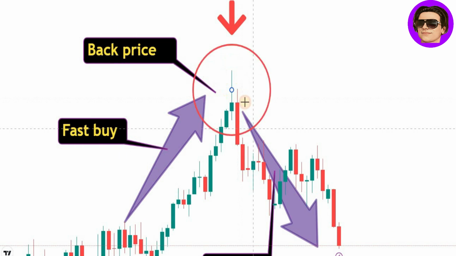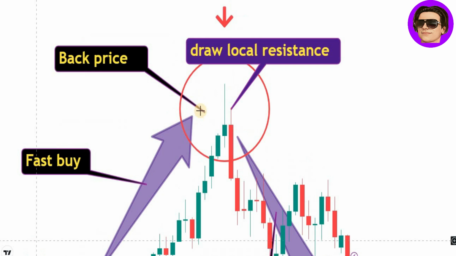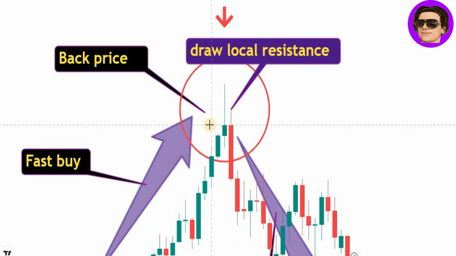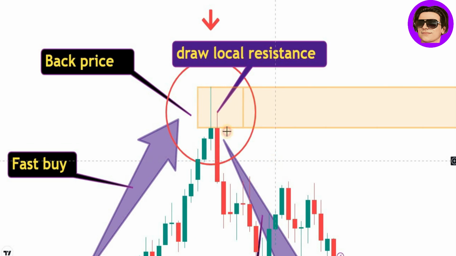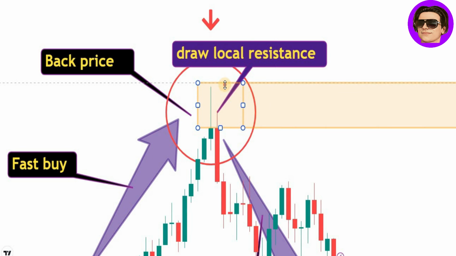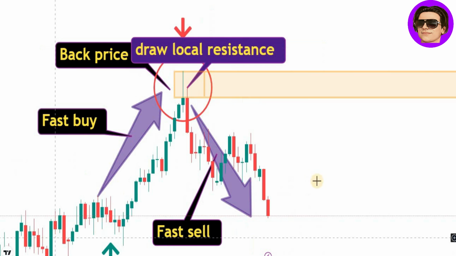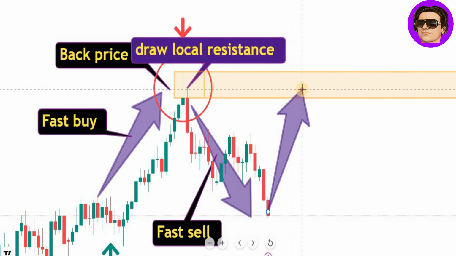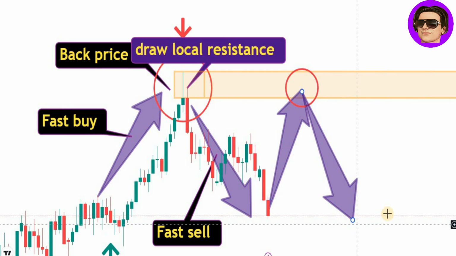Look at here. This area, this point. Back price. Yes. I want to draw local resistance. Design local resistance, this area. Yes. Price back, price go buy, touch local resistance and return price.